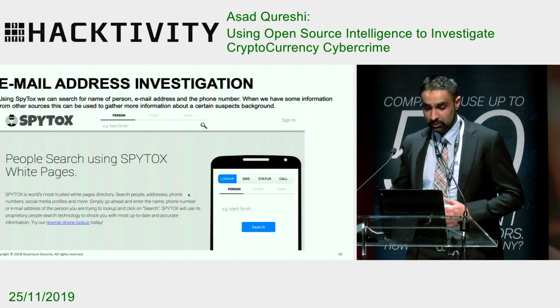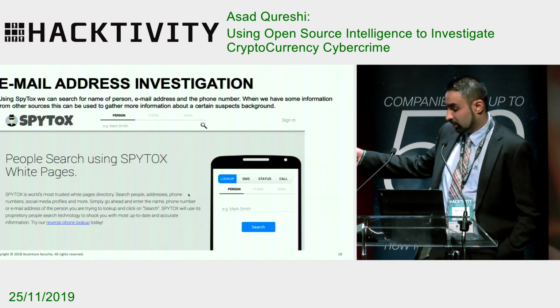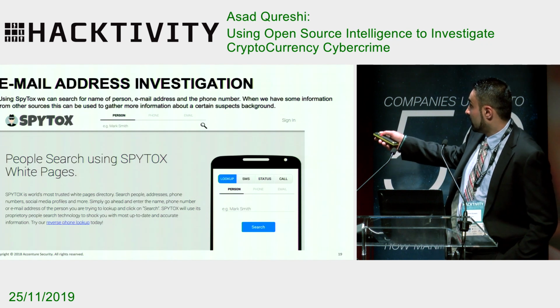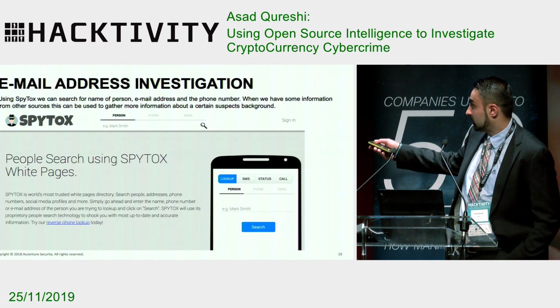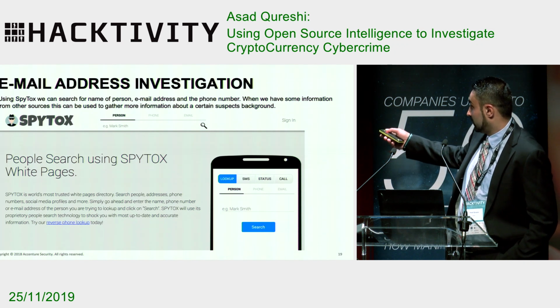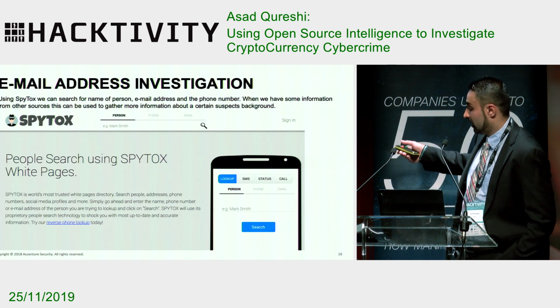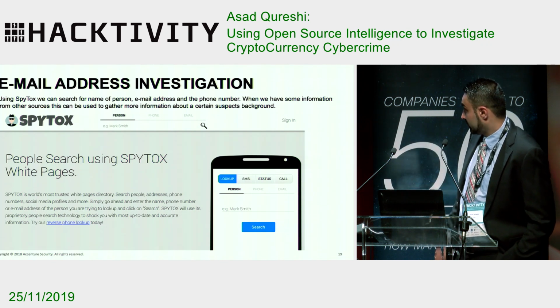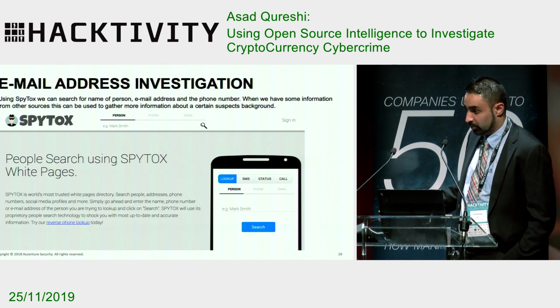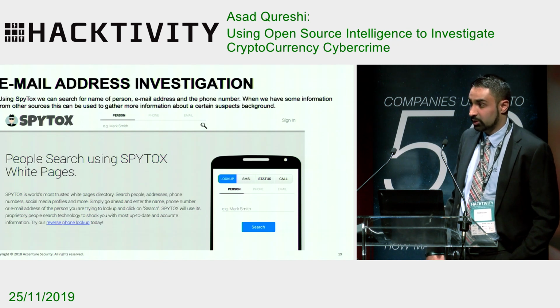Okay, SpyTox, that is another tool. We can actually search for persons. It's like Yellow Pages. SpyTox will give us information on possible persons who have a specific email address. So that's another tool we can use to aid the investigation.